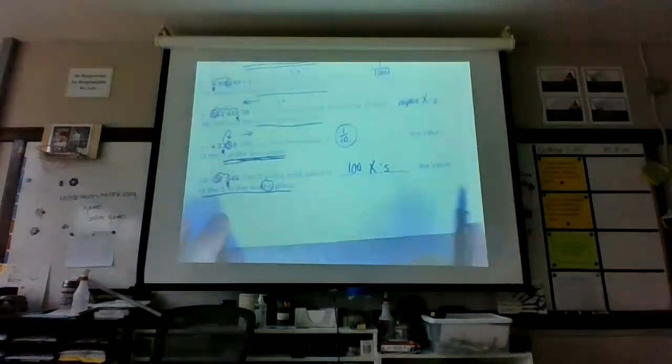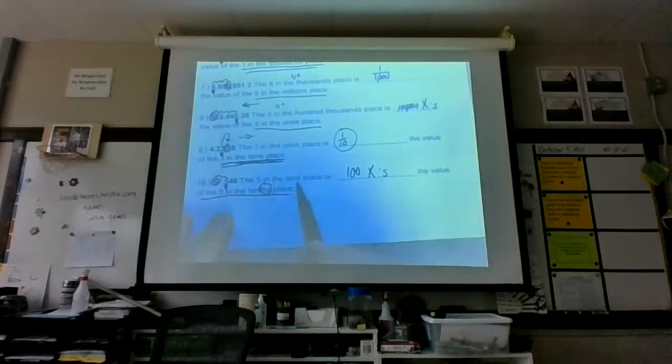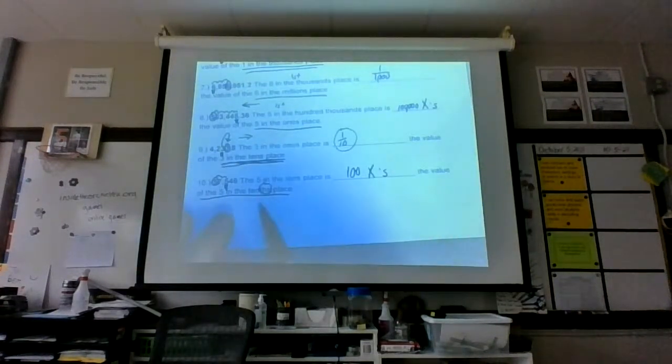The next one, they want to compare the 5 in the tens place to the value of the 5 in the tenths place. I circle THS because that tells me that this 5 is going to be behind the decimal point. This is the second one mentioned.